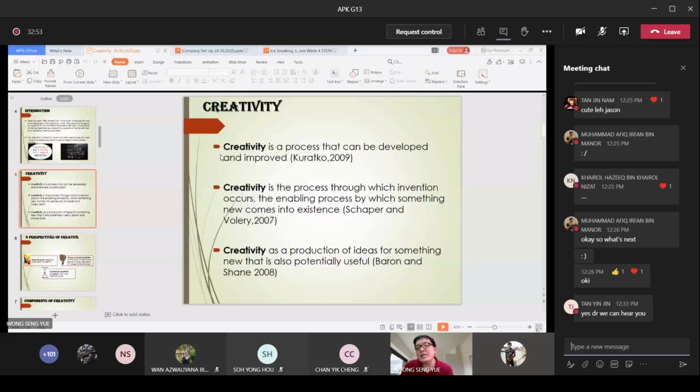Creativity can also be when some invention happens. Meaning to say you're going to apply some new features that haven't existed in this market. Your competitors haven't applied these features in the current market, but you have already applied these new features onto your products or services. The third definition of creativity will be some ideas that are totally new and potentially useful.